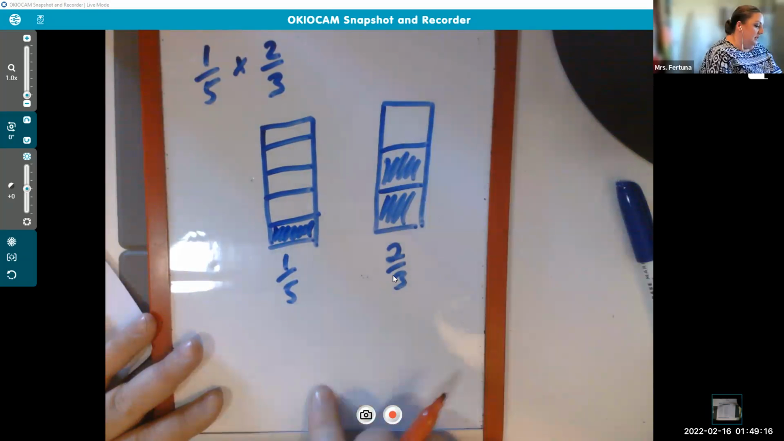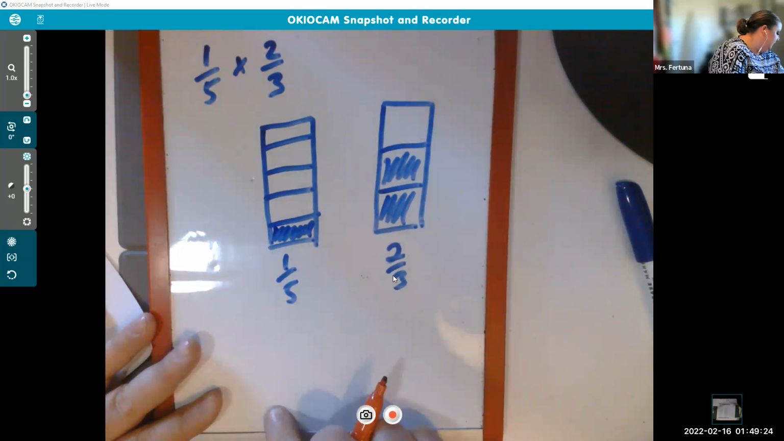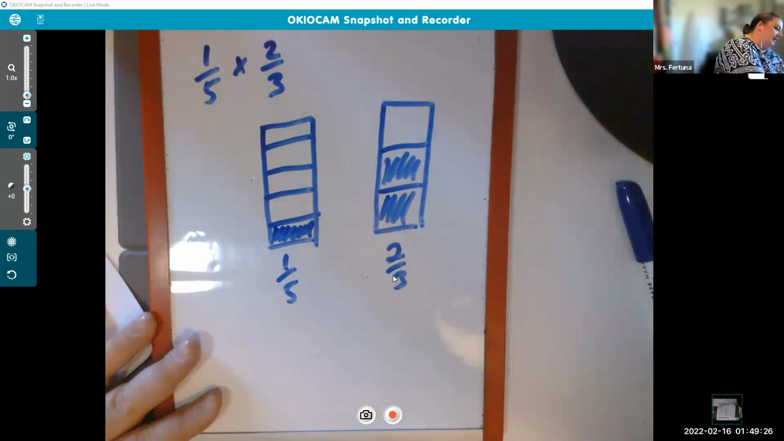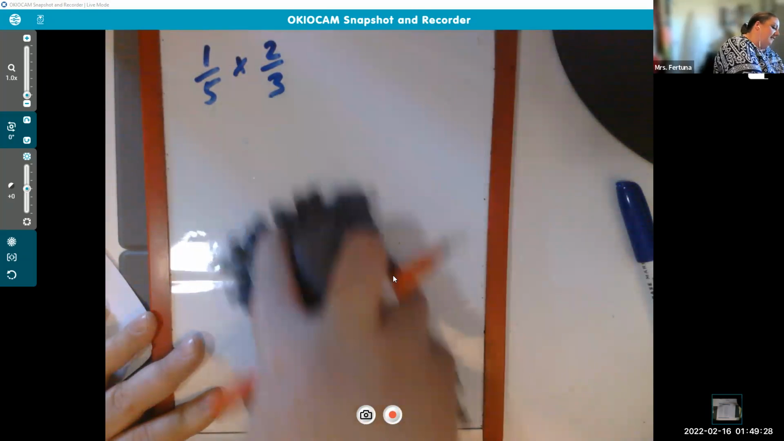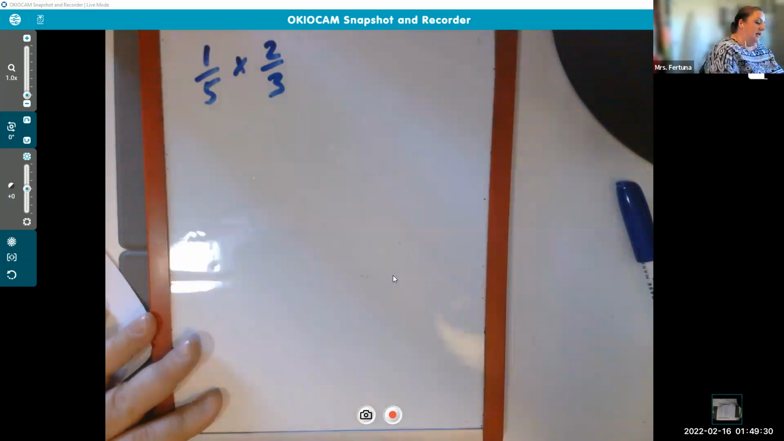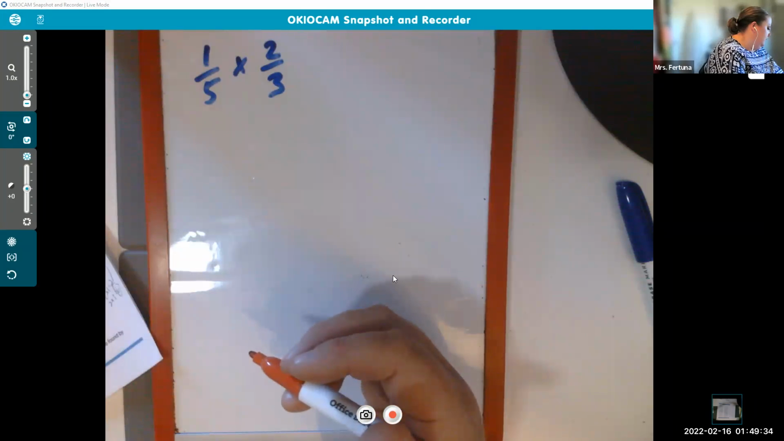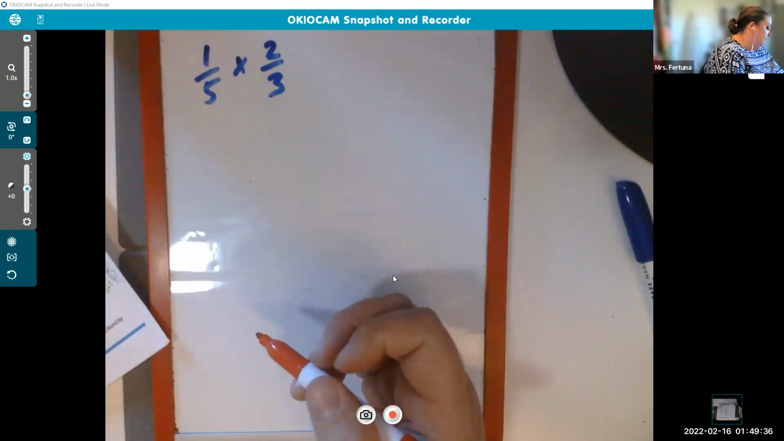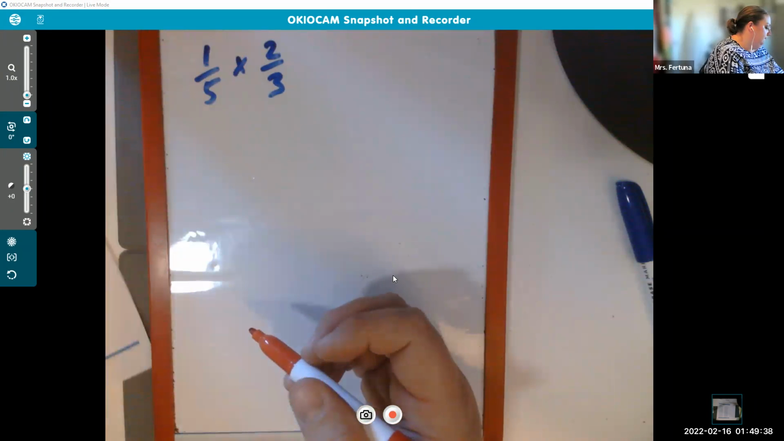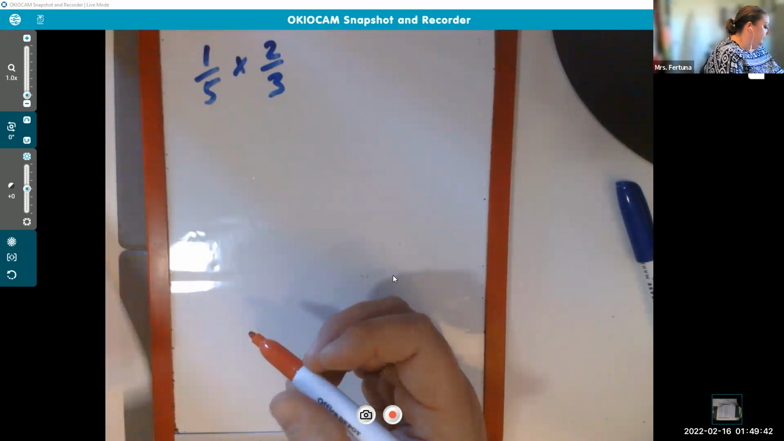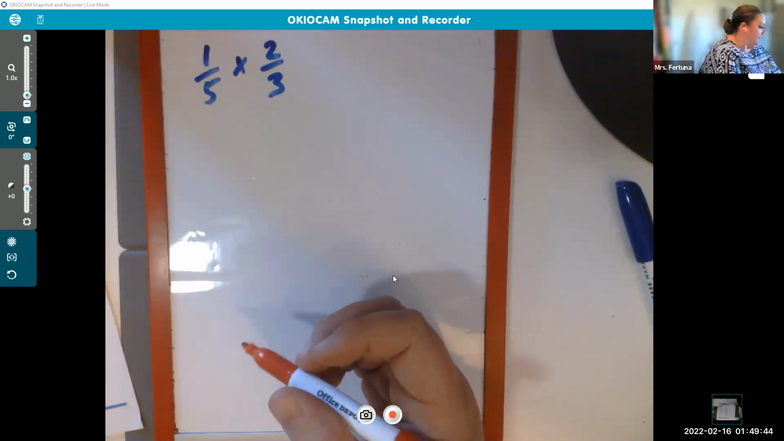Okay. Well, we know that 5, well, you know what? This may not be the best way to do this. I'm actually thinking I'm going to go the other way because I just realized that 5 and 3 are not multiples of each other. Well, no, I guess they are. We could have done the bar model. That's all right. I'm going to go this way.